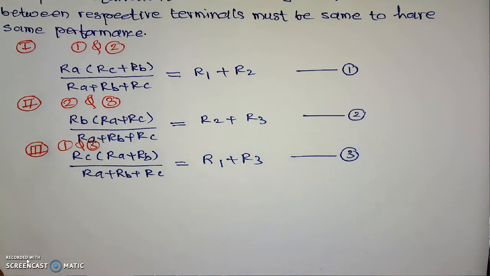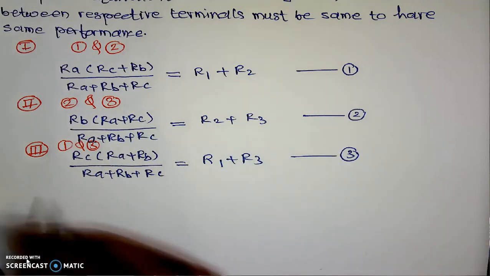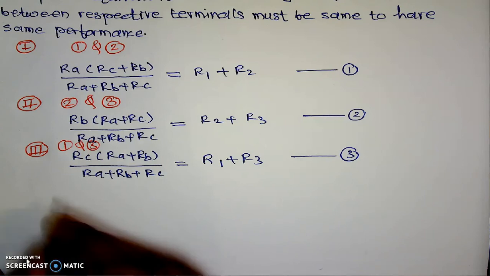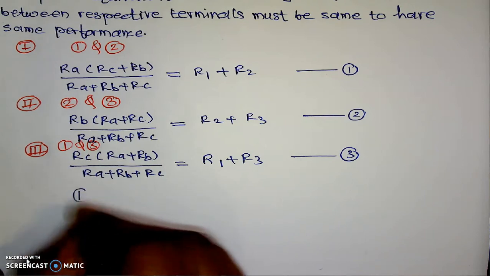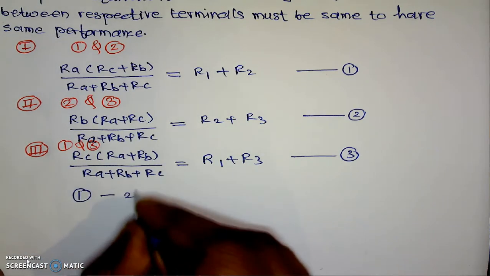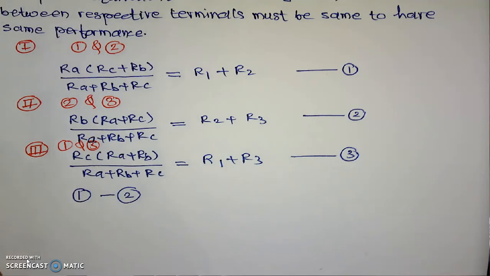For that, we will subtract equation number 2 from equation number 1. We will do the mathematical operation, that is equation number 1 minus equation number 2. I will simplify it properly.